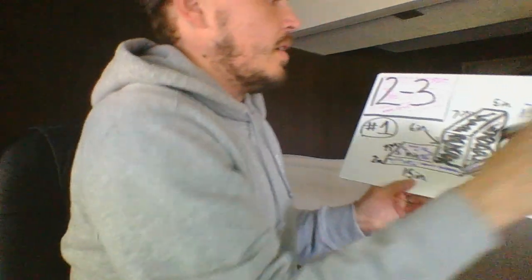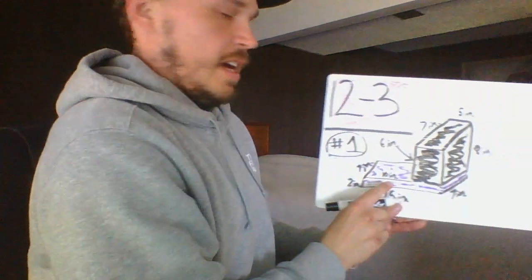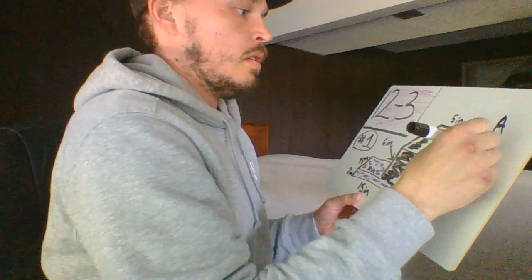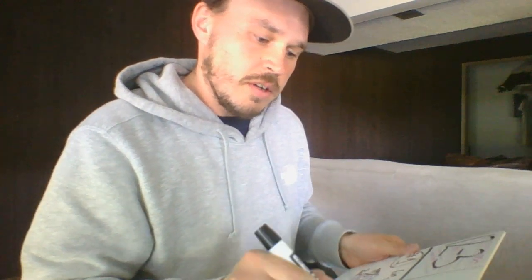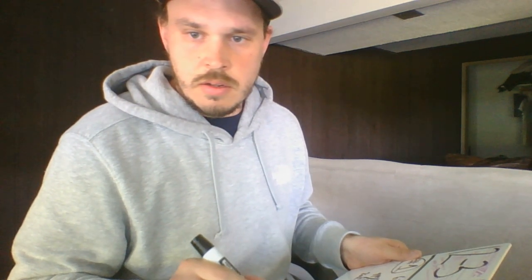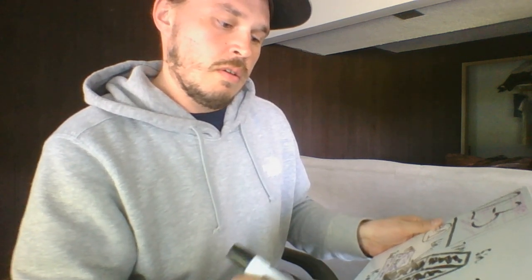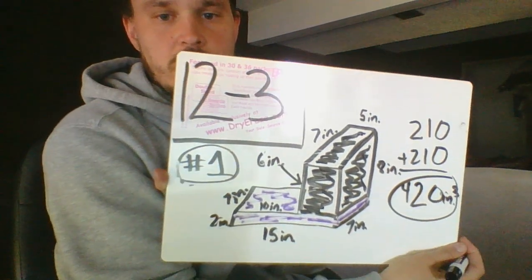So what I do next now is you're going to add A plus B, 210. Oops, that didn't turn out quite right. 210 plus 210. And that equals 420 cubic inches. That should be your answer to number 1. Okay?